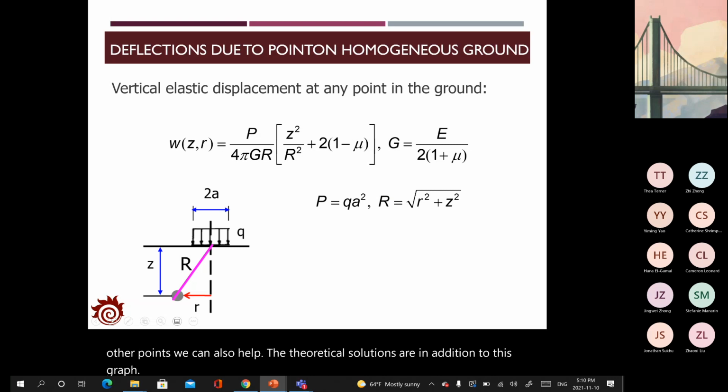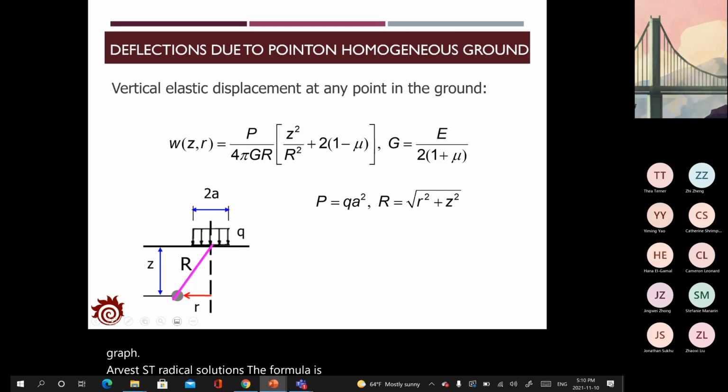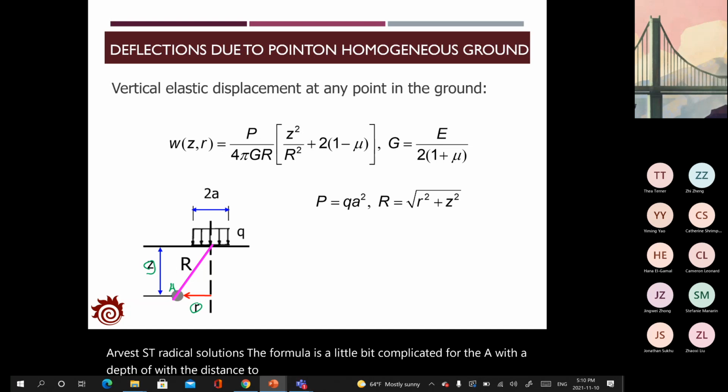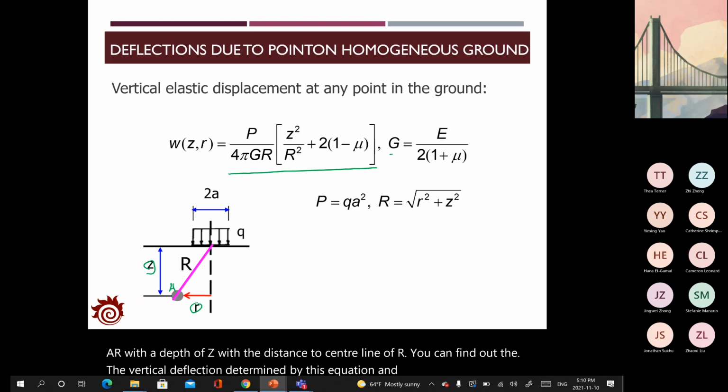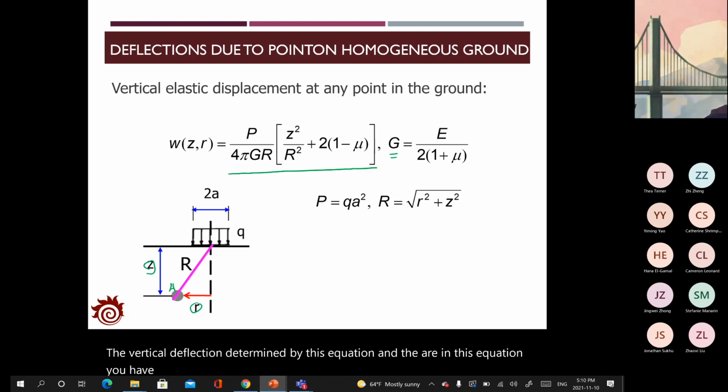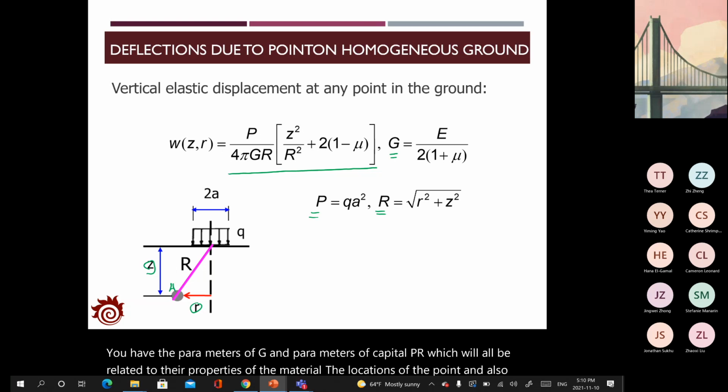With the theoretical solutions, the formula is a little bit complicated. For the point A, with the depth of z and the distance to the center line of r, you can find out the vertical deflection determined by this equation. In this equation you have the parameters of g and the parameters of capital P and R, which will all be related to the properties of the material, the location of the point, and also the load applied in the contact area.